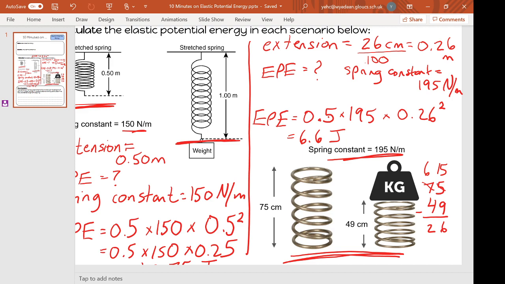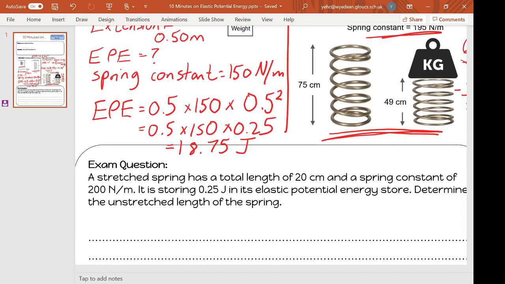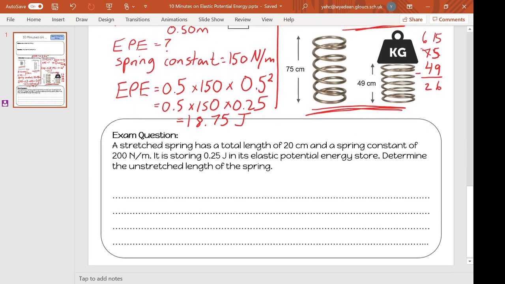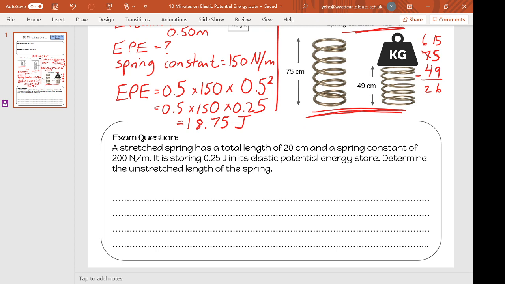So hopefully we all managed to get that. Okay, now I'm gonna do a more challenging one. A stretched spring, this is just gonna be an example. A stretched spring has a total length of 20 centimeters and a spring constant of 200 newtons per meter. It is storing 0.25 joules in its elastic potential energy store. Determine the unstretched length of the spring.